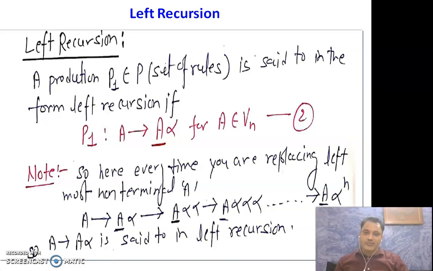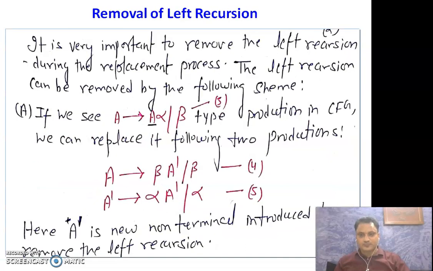Let me summarize again. A production is said to be left recursive only when a single non-terminal derives itself followed by any string of terminals or non-terminals. So this is the concept of left recursion. And as I told you, it is very important to remove the left recursion while we are handling the grammar. So now in the next slide, we will learn how to remove the left recursion.